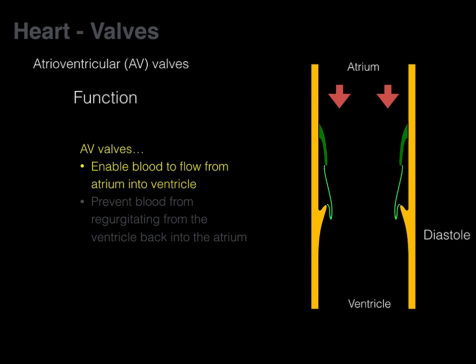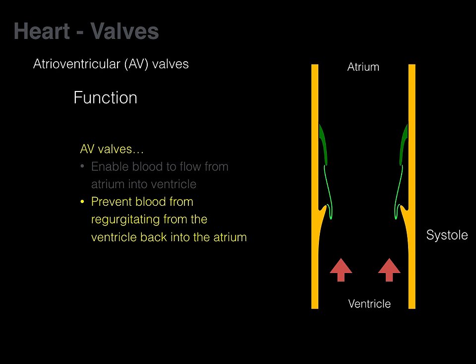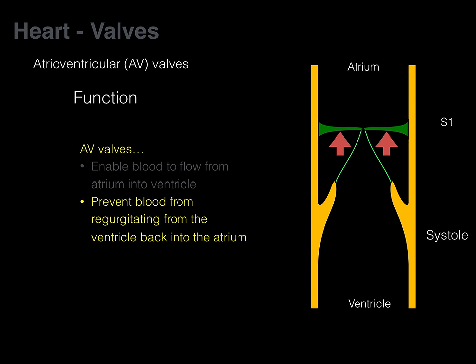And so during diastole, the function of the AV valves is to enable blood to flow from the atrium into the ventricle. Then, during systole, when the ventricles contract, blood is pumped up out of the ventricle. The AV valves prevent blood from regurgitating back from the ventricle into the atrium by slamming shut. Whenever the valves close, like slamming a door, it makes a sound. We say S1 for the first heart sound, the lub in the lub-dub.